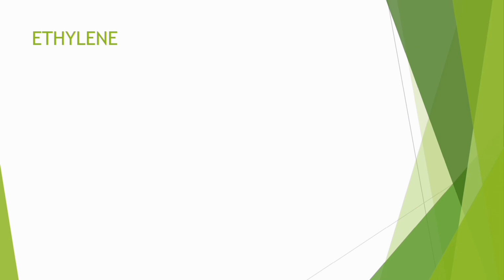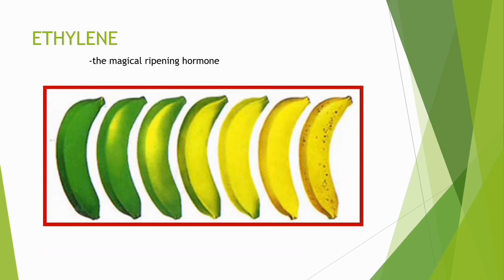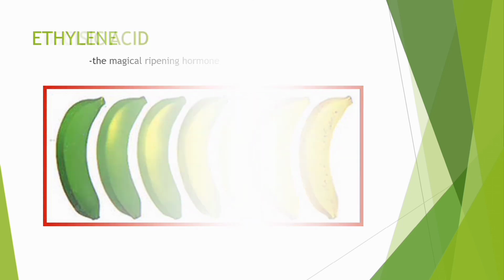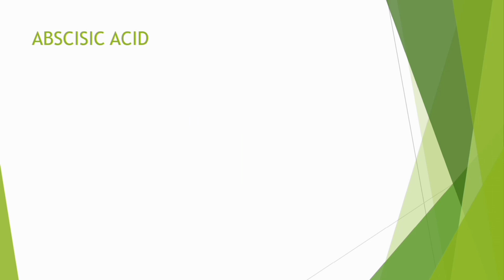Ethylene, the magical ripening hormone. More of it is produced by rapidly growing and dividing cells. It is important in germinating plants because it prevents leaf expansion and allows the shoots to dig upward through the soil until they reach the light.